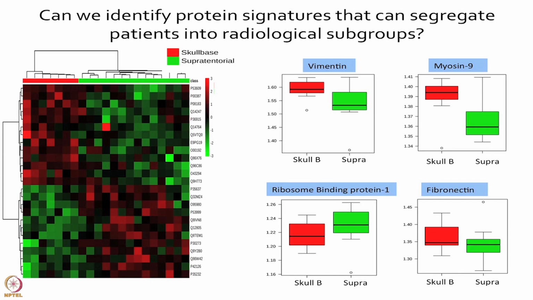After doing the screening, we first wanted to ask the question: based on the radiological location of the tumor, can we identify a protein signature which could segregate patients into the radiological subgroups? And interestingly, some of the proteins like vimentin, myosin 9, fibronectin and ribosome binding protein showed differences even based on the location of the tumor, which is skull base or supratentorial.